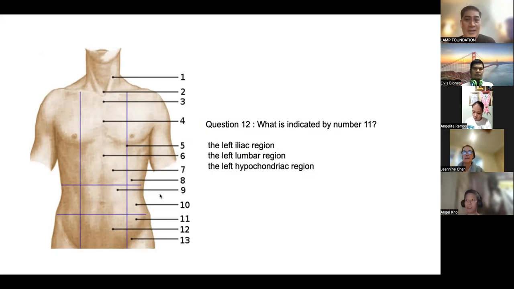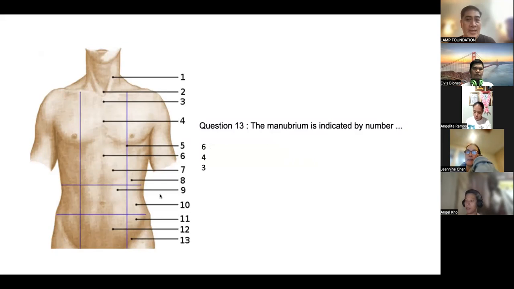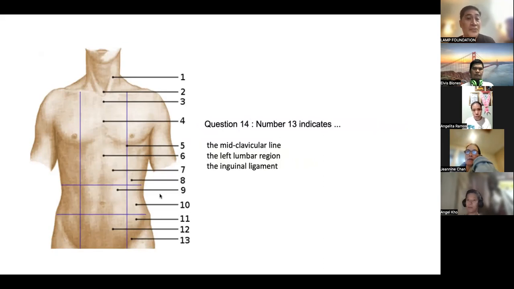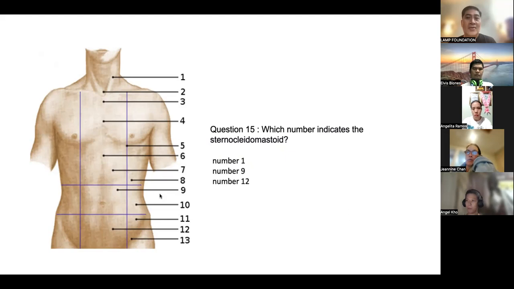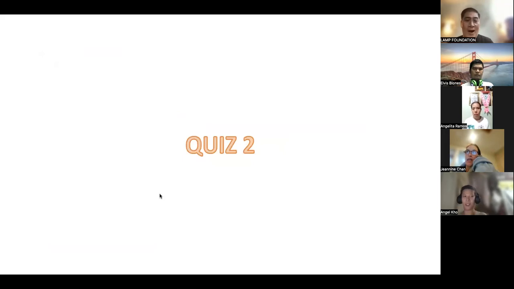What is indicated by number 11? The left iliac region. Great. The manubrium is indicated by what number? Number 3, Doc. Okay. Number 13 indicates what? Number 13 indicates the inguinal ligament. Which number indicates the sternocleidomastoid? Number 1, Doc. Congratulations! Thank you, Doc. We didn't even reach 3 minutes.